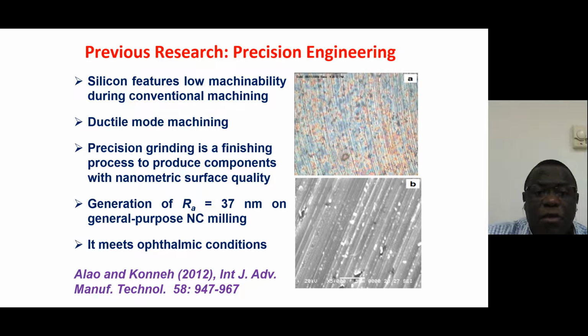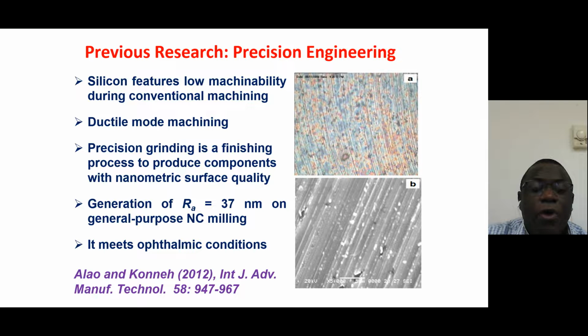So in my research, I adjusted the spindle speed of the NC numerical control milling machine, in which the highest speed was 6,300 revolutions per minute. I attached it with a high-speed jig grinder.